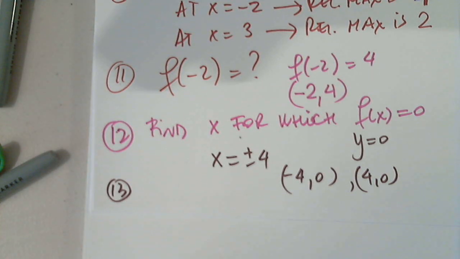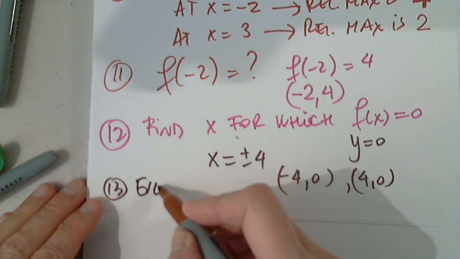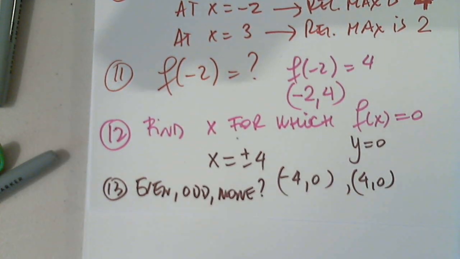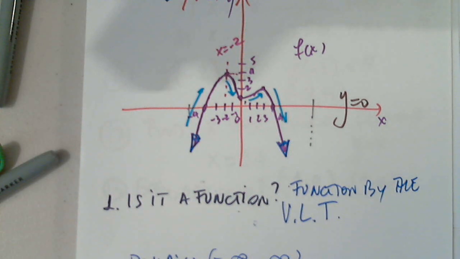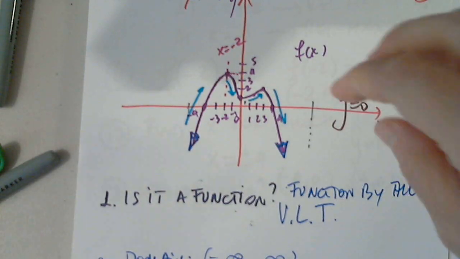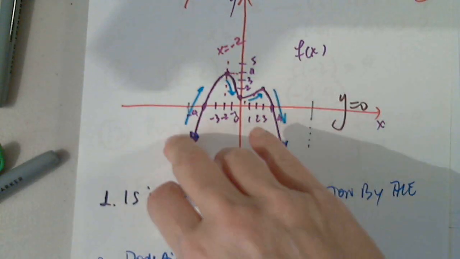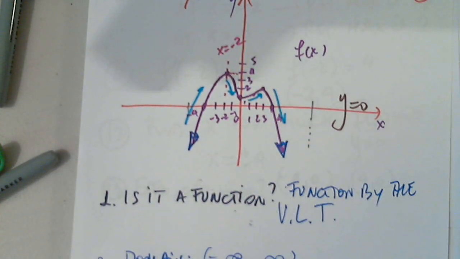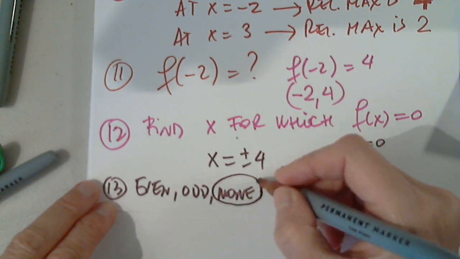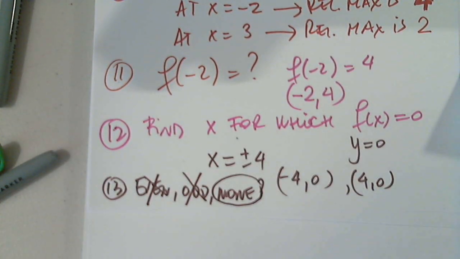Okay, final question, 13. Is this function even, odd, or none of the above? Even, odd, or none? Not symmetric. So let's look at the graph. Can we fold the graph? In other words, do I have the same in the first quadrant with the second? Or do I have the same in the first and the third? Or the second and the fourth? No. So we conclude none. The function is not symmetric. It's not odd, it's not even.